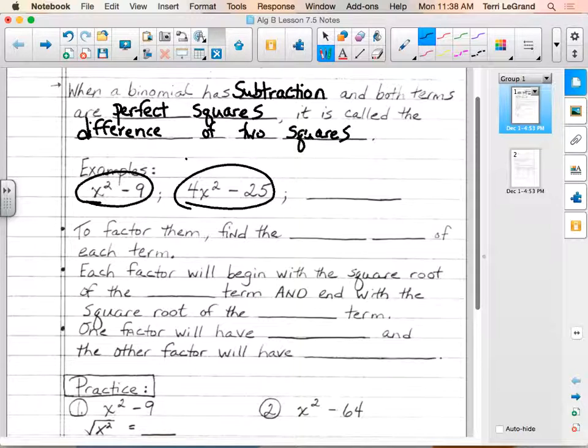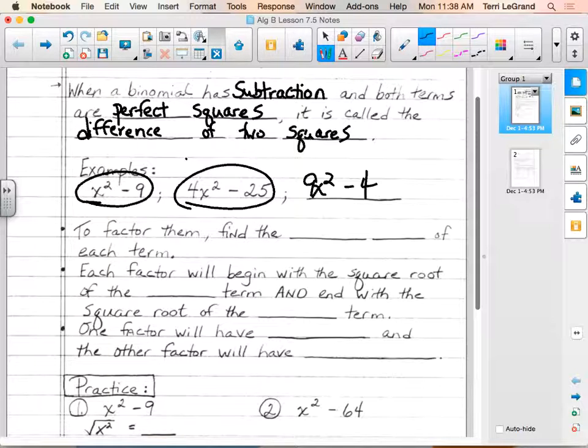Stefan? 9x squared minus 4. Okay, everybody fill in the blank. He picked a good one. 9x squared minus 4. 9x squared is a perfect square. 4 is a perfect square. And there's subtraction.